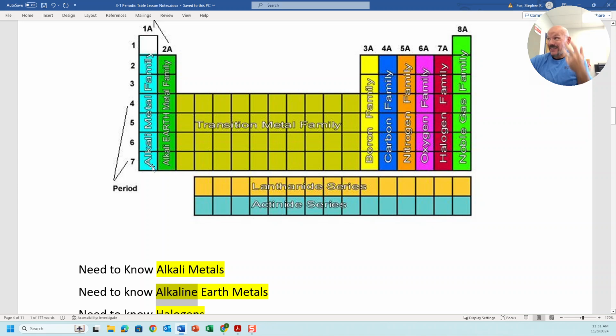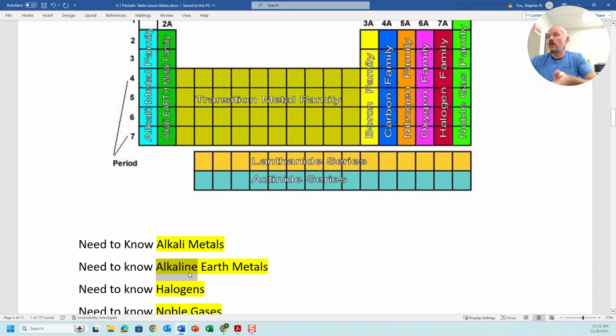These guys react violently with water, produce a lot of heat, and sometimes will catch on fire, okay? But the alkaline earth metals, they react similarly with water. They produce a basic solution. That's why they're called alkaline metals. But they don't react as violently, okay?